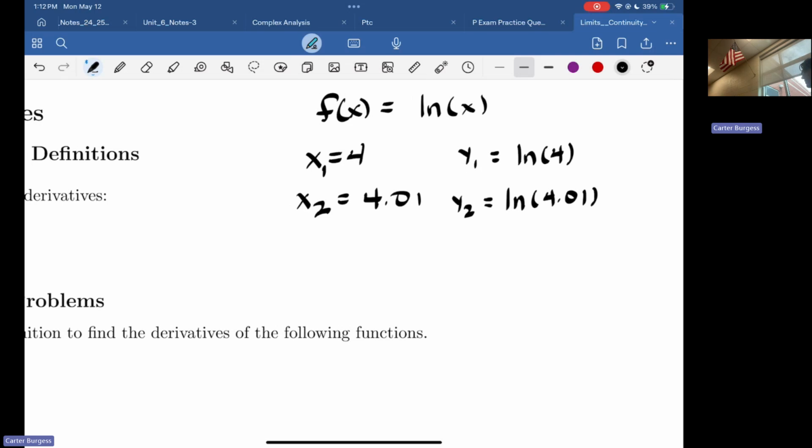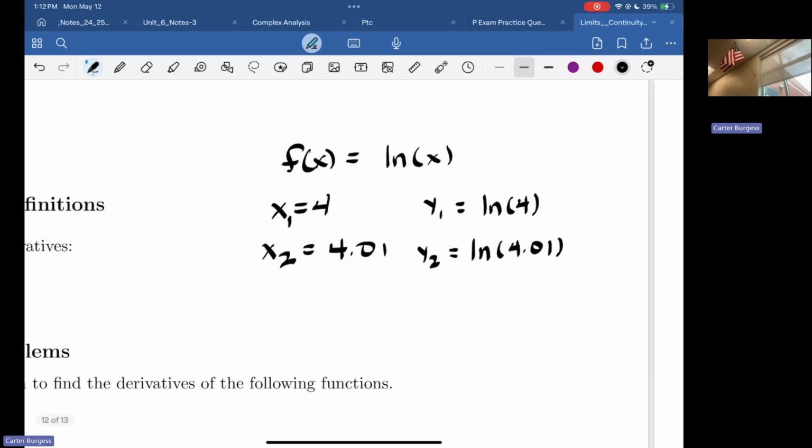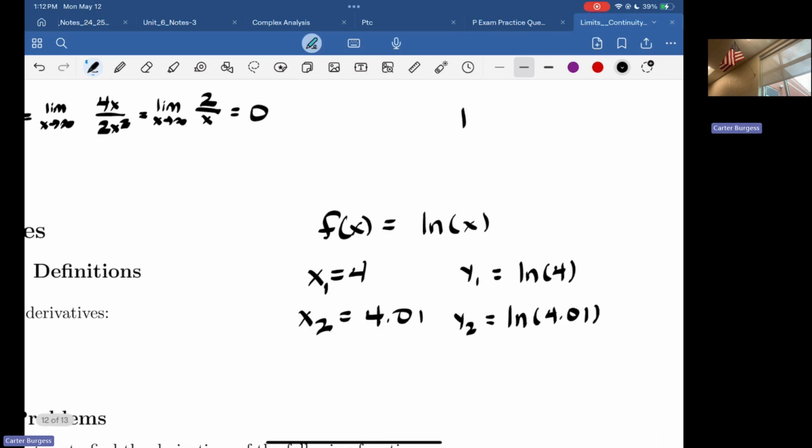And then we're doing the slope formula with this, right? We're doing y2 minus y1. So this would be the ln of 4.01 minus the ln of 4, divided by 4.01 minus 4. And that would give us a fairly good idea of what the slope is going to be like when we are in this vicinity of 4.